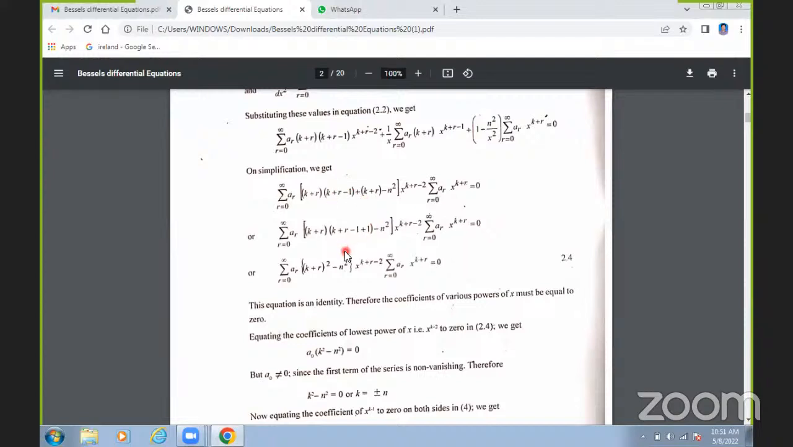Once after writing this, simply what we are doing is we are rearranging again. That means here k plus r is there, so k plus r as it is we are writing. Here k plus r.